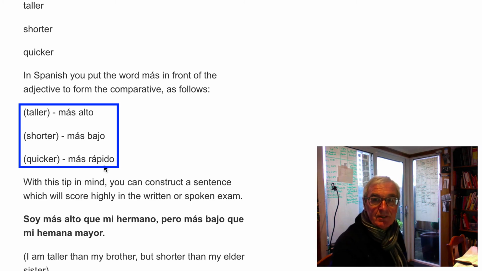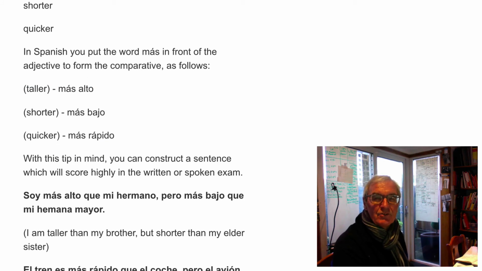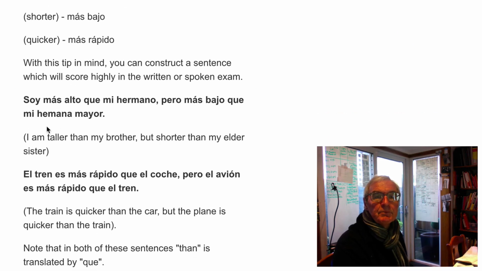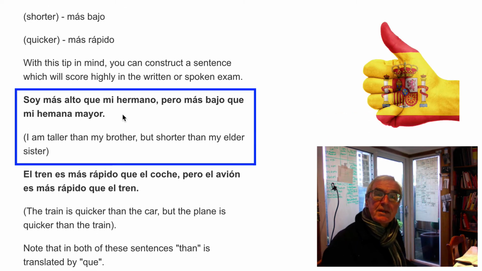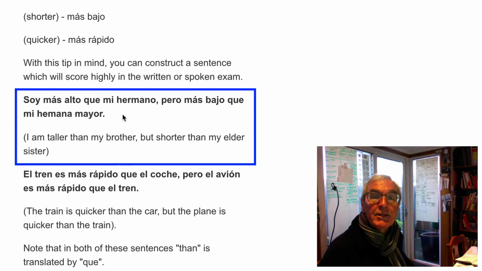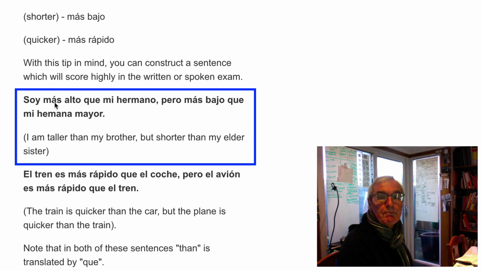Let's give you a couple of examples. Okay, so here's the first one. Soy más alto que mi hermano, pero más bajo que mi hermana mayor. So I am more tall or taller than my brother, but más bajo, shorter than my elder sister.